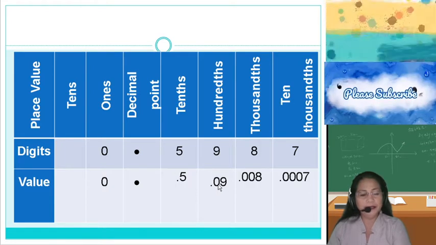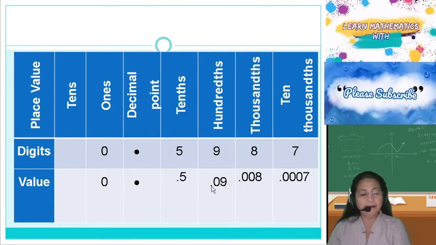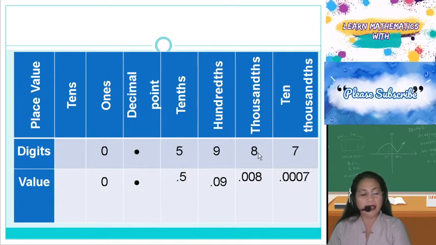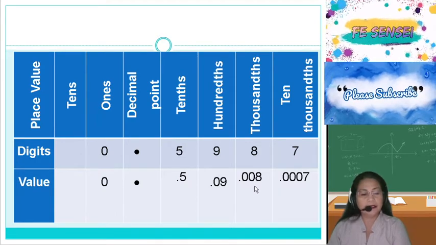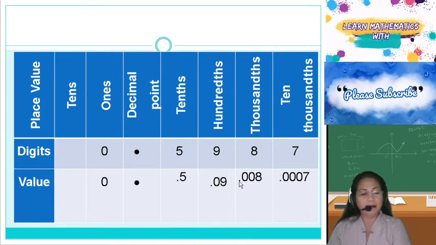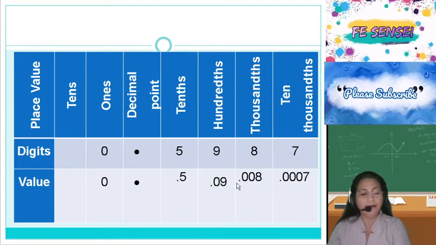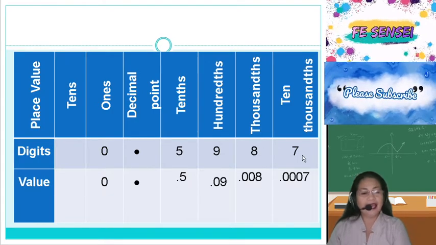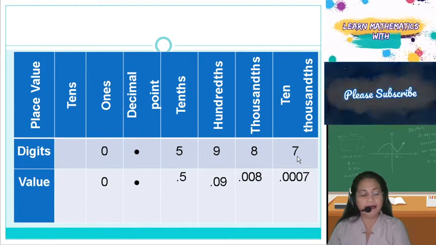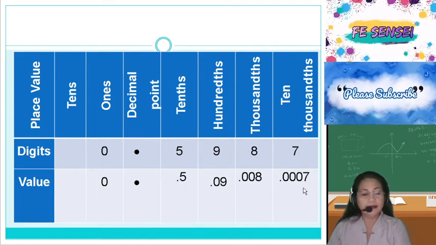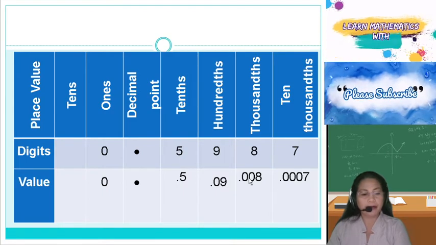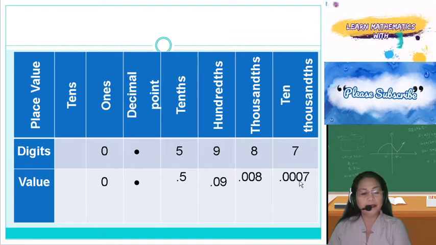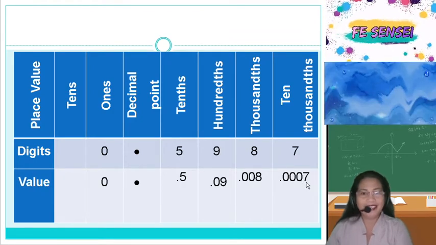You have two decimal places from the decimal point. Then thousandths. The value of 8 here is 8 thousandths. So 3 decimal places from the decimal point. So 1, 2, 3. And ten thousandths. The value of 7 is 7 ten thousandths. We have 4 decimal places from the decimal point. 1, 2, 3, 4. That's it.